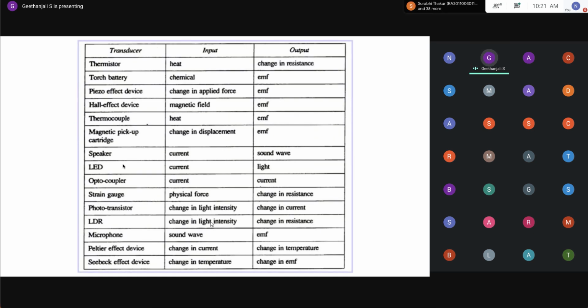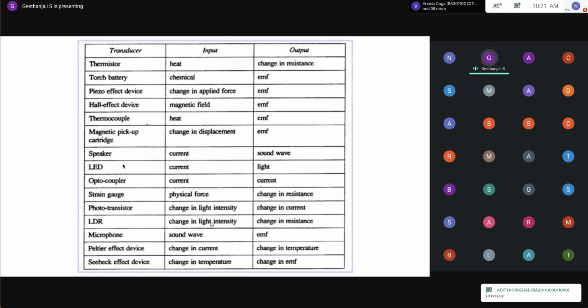So for the first one is the thermistor. The input for the thermistor is the heat, and the output we can obtain is change in resistance. Next one is torch battery. Here the input is chemical. The output is EMF, induced EMF. Then the piezo effect device. For the piezo effect device, the input is change in applied force. The output is EMF.